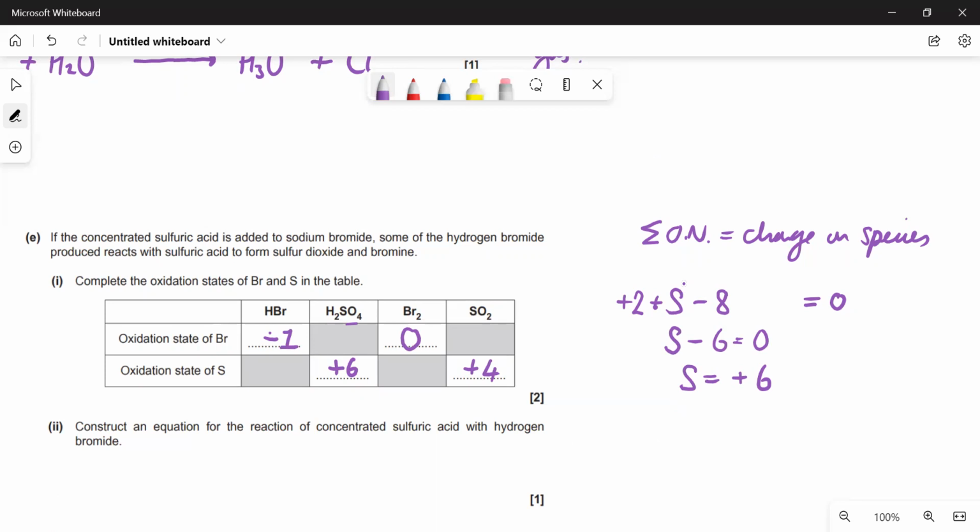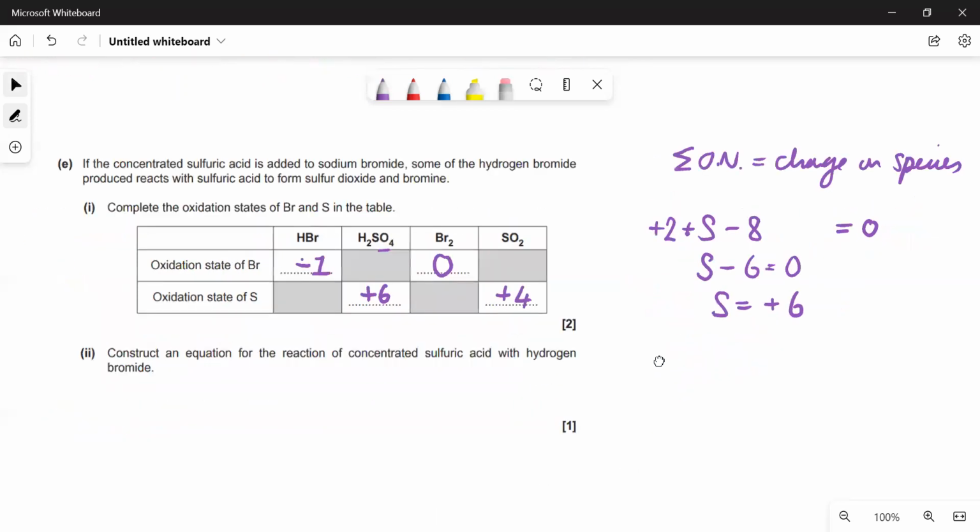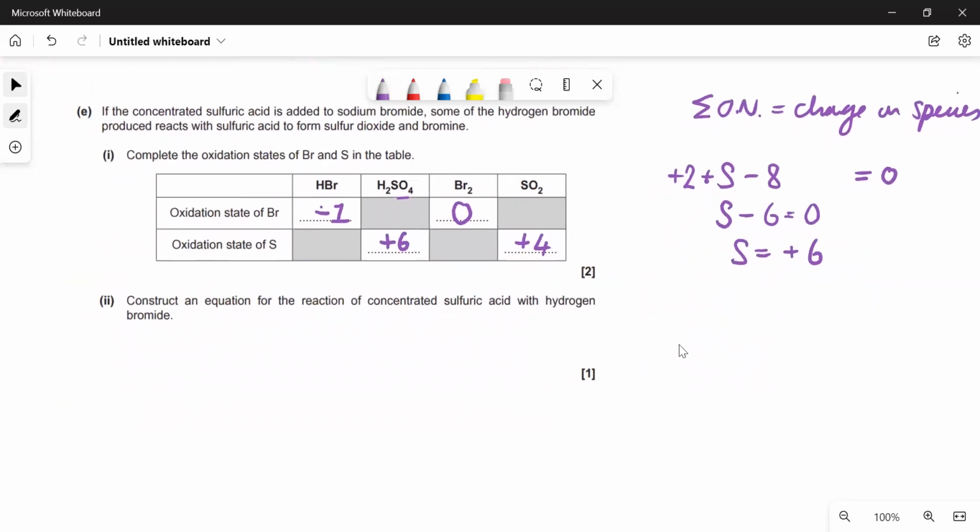Right, construct an equation for the reaction of concentrated sulfuric acid with hydrogen bromide. Okay. So we're going to get H2SO4 plus HBr, and that is going to form SO2 and Br2. Right, and we're also going to, some of those oxygens are going to end up as waters.